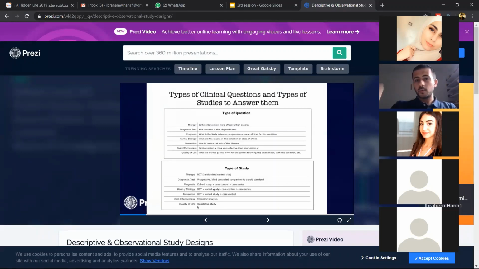So it can just sit here, but of course for cohort studies we have several types. We have the prospective, retrospective, and everything. So we are not going to put them all in this line. We just put the main type.